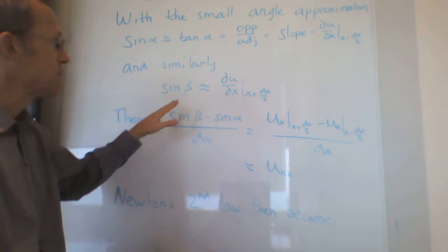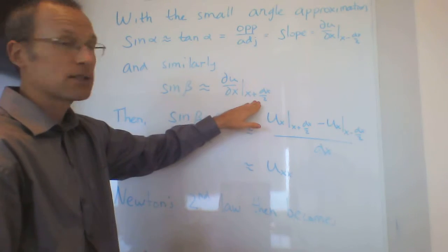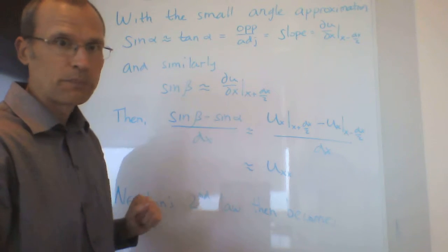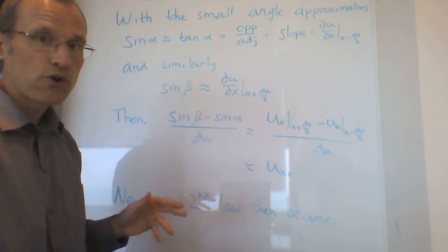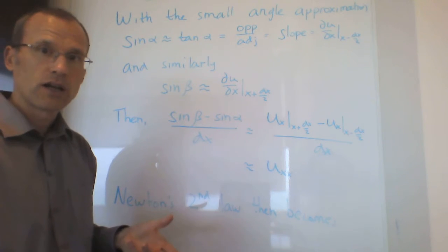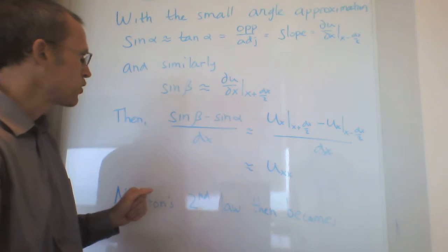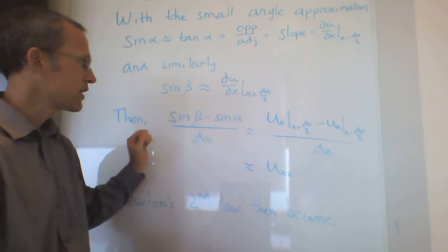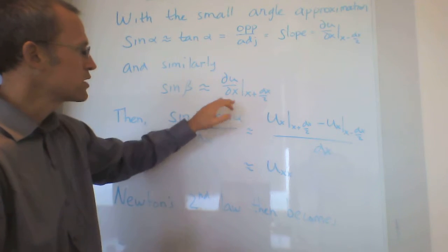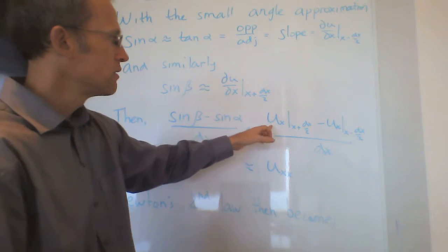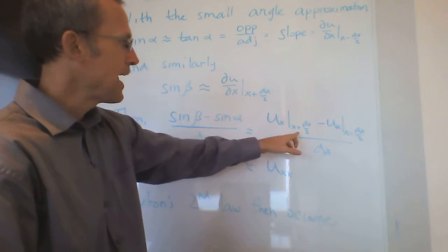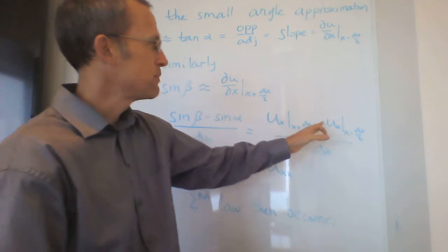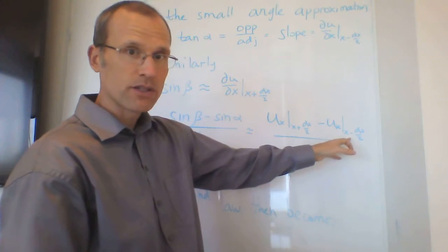The difference here is that beta is at the location x plus dx over 2. So this guy is the derivative at x plus dx over 2. The reason it's going to be important is because I'm going to rearrange Newton's second law in a minute, and I'm going to get a term that looks like this, sine beta minus sine alpha over dx. So I take sine beta, ux, the derivative of u with respect to x, at x plus dx over 2, and then take away sine alpha, basically same deal at x minus dx over 2.